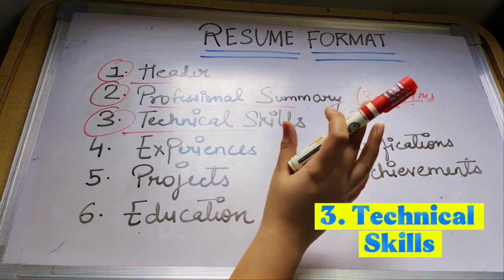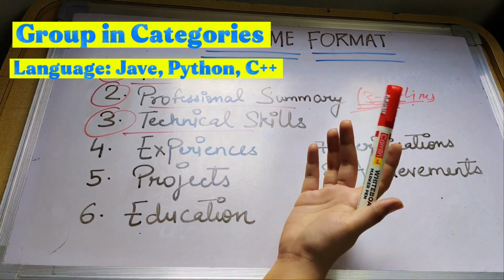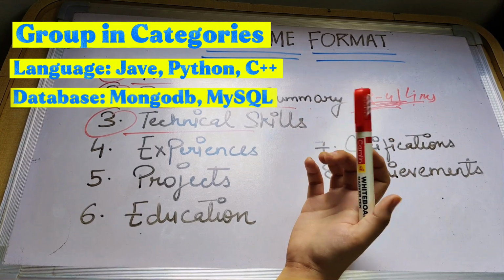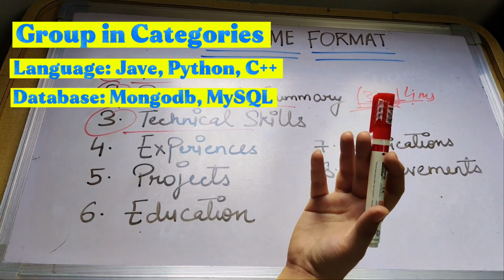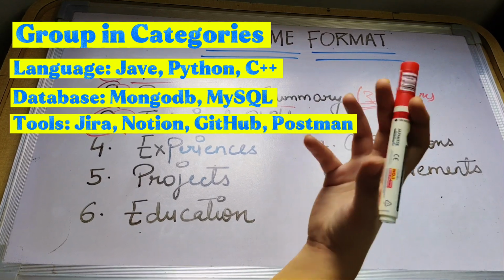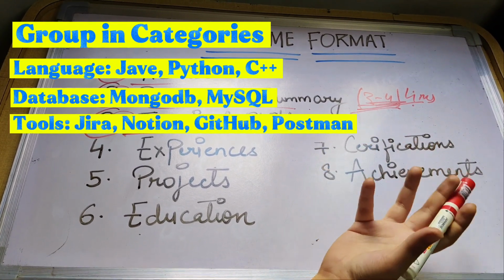Number three, technical skills. In technical skills, you can group them into categories. For example, programming languages: you can add Java, Python, C++. Second, databases, like what type of database you know, like MongoDB, MySQL. Third, you can add the tools, what kind of tools you know, like for example Jira, Notion, GitHub, Postman, etc.